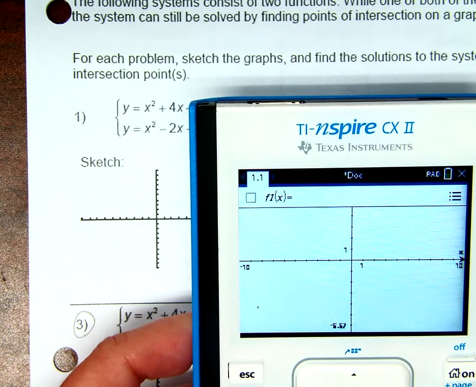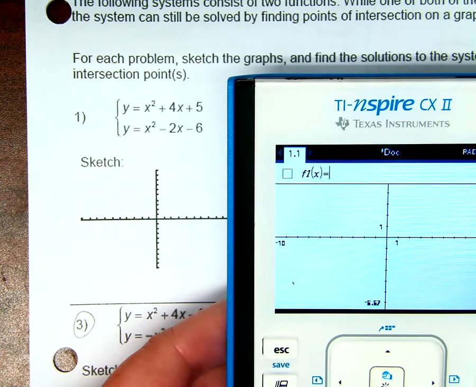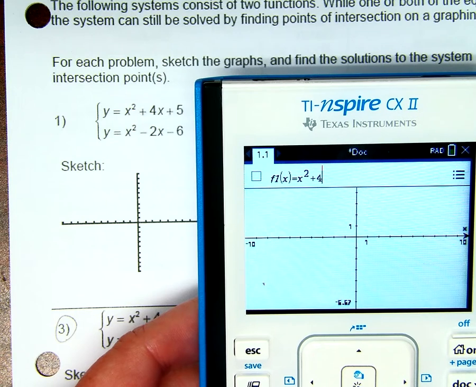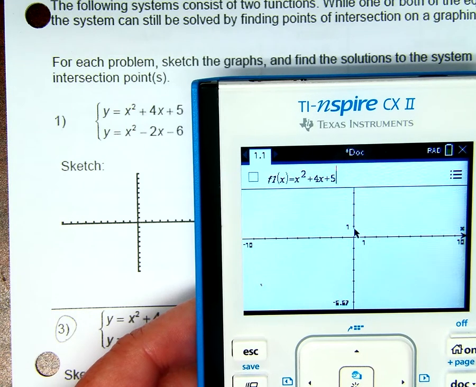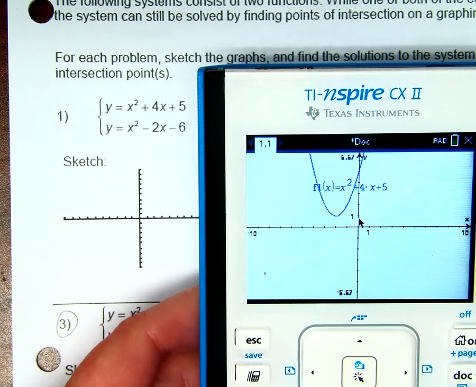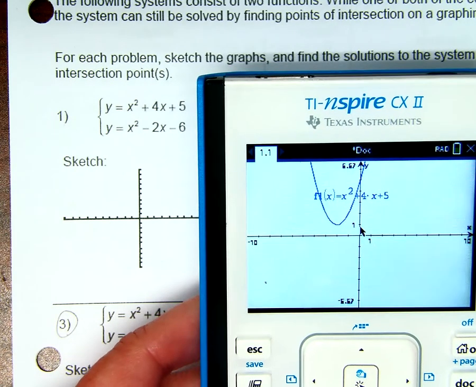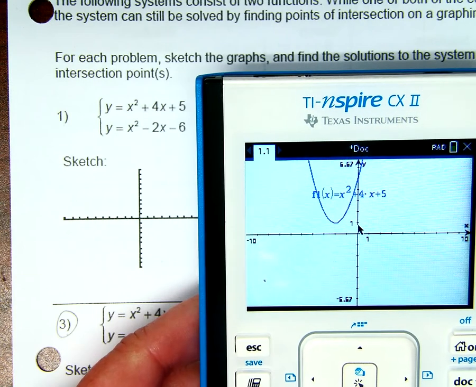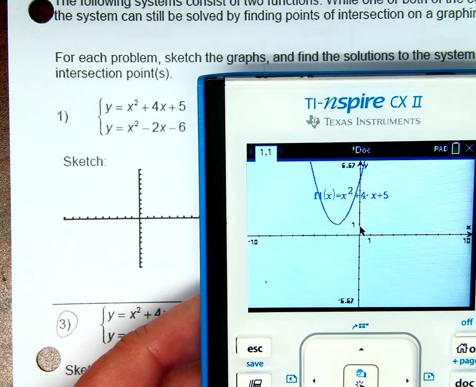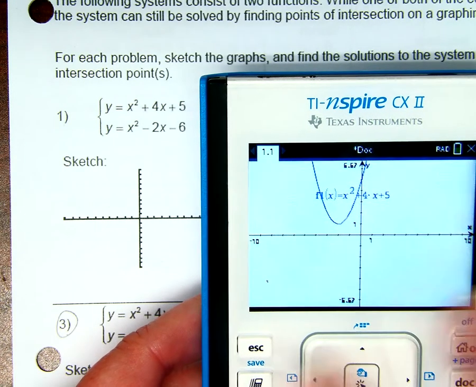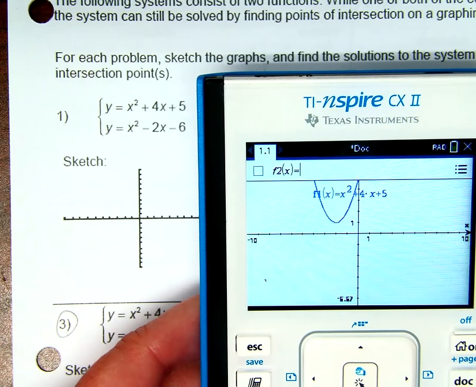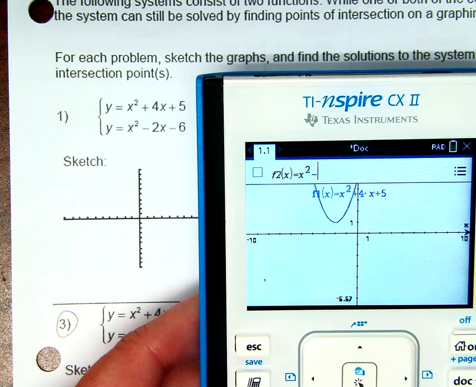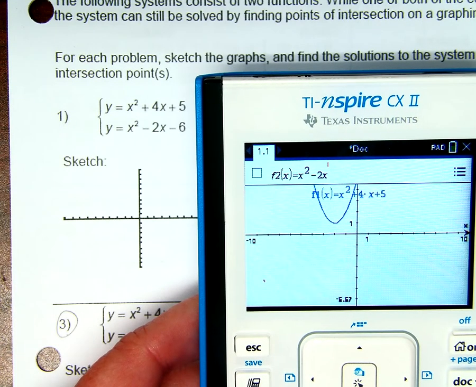So what am I going to put in f of 1? First equation, okay. X squared plus 4x plus 5. Is that what I expected the shape to look like? Yes. Okay, I knew it would be a parabola that opened up because my x squared term is positive, exactly. Now I need to hit tab and put in my second equation, right? X squared, good, minus 2x minus 6.